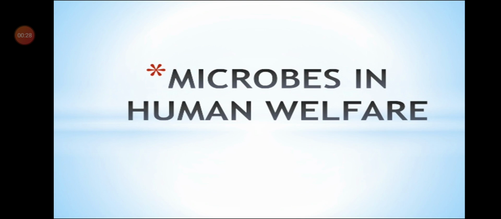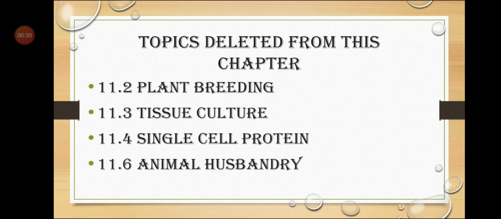In this chapter, Enhancement of Food Production, there are some topics that are deleted: 11.2 plant breeding, 11.3 tissue culture, 11.4 single cell protein, and 11.6 animal husbandry.